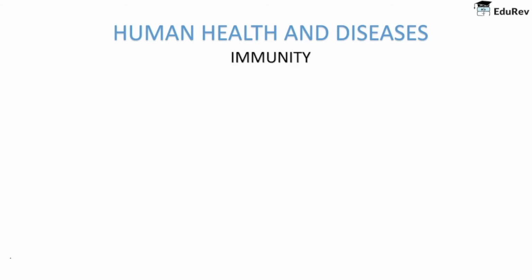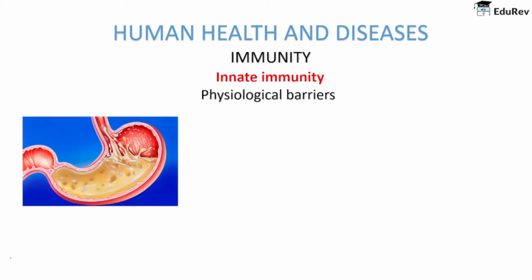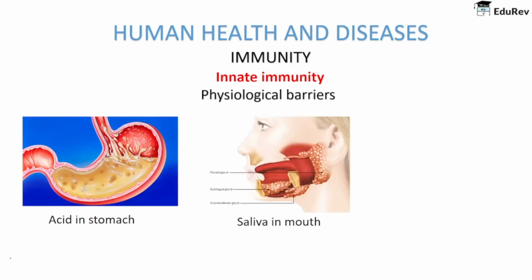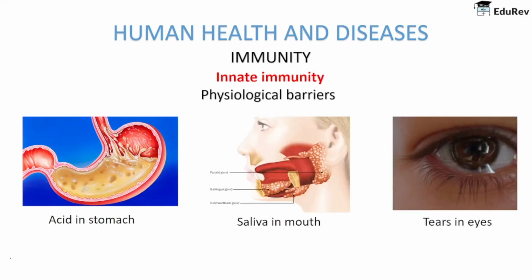So moving on to the next type of barrier, that is physiological barrier. Acids in stomach, saliva in mouth, and tears in eyes are some of the physiological barriers which prevent the invasion and the microbial growth inside our body.